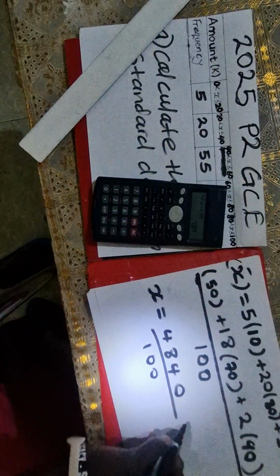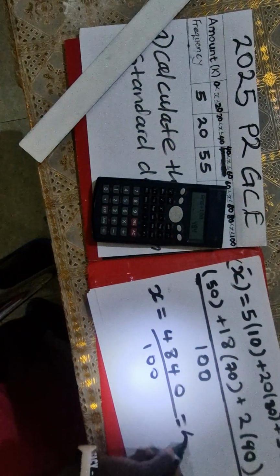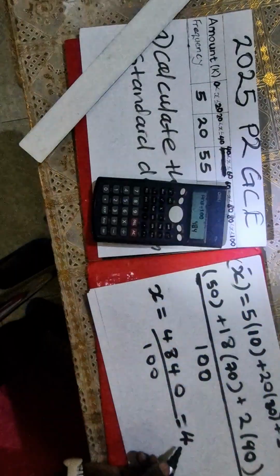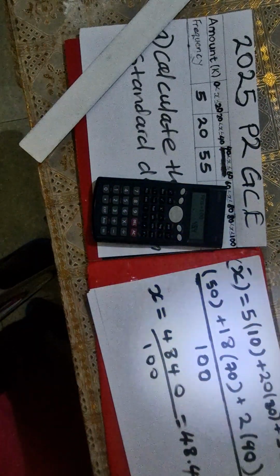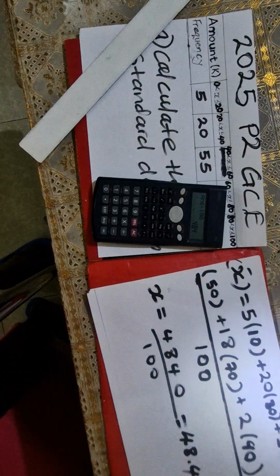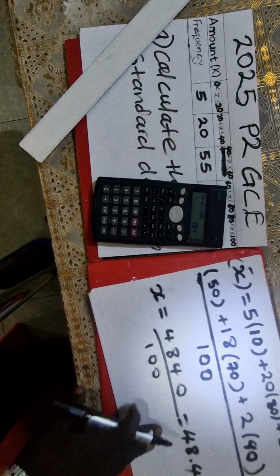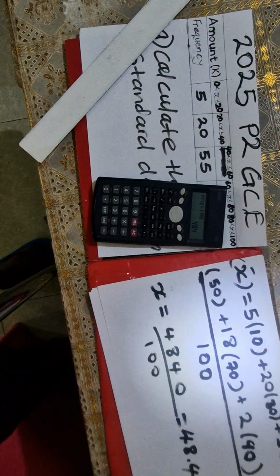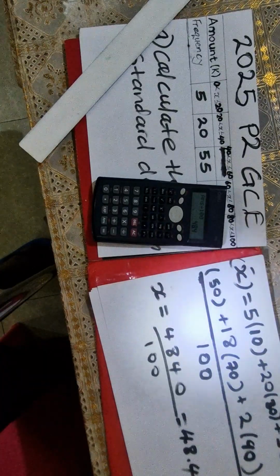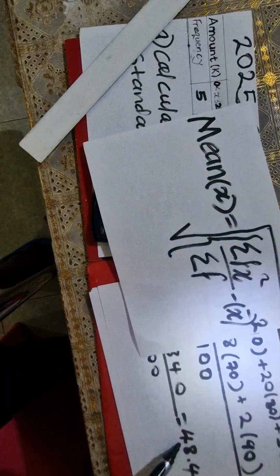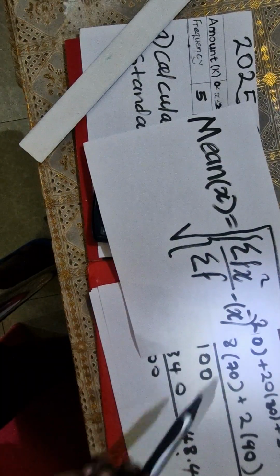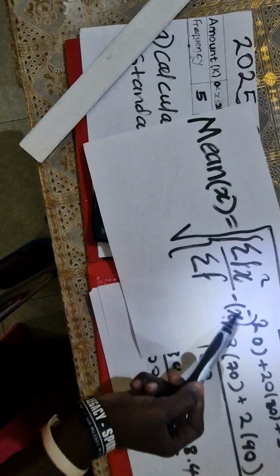So which will be 48.4. 48.4. 44. So we have found our mean. Let me get our formula. So what I found is this. This is the one we were finding.